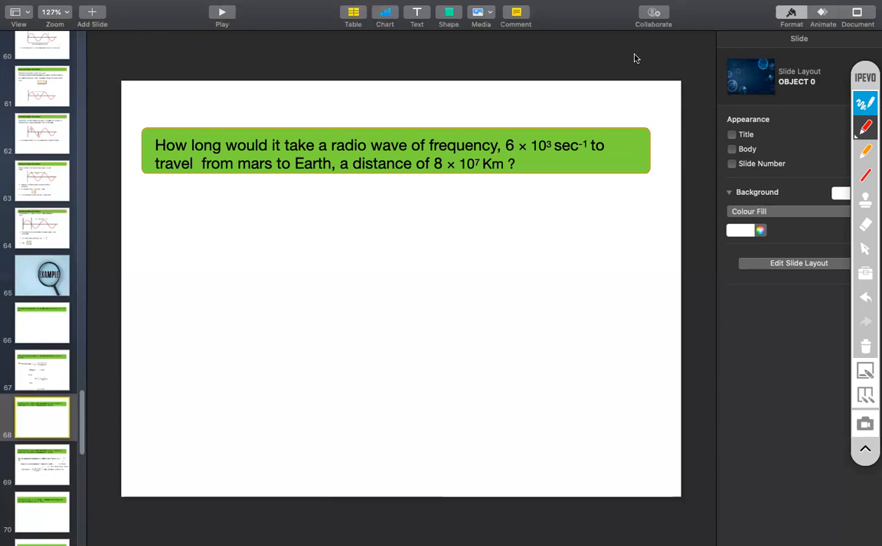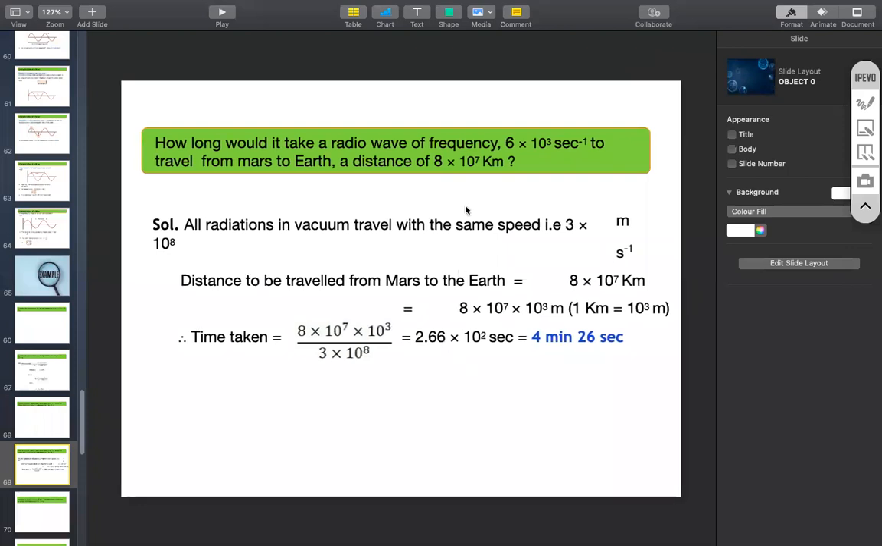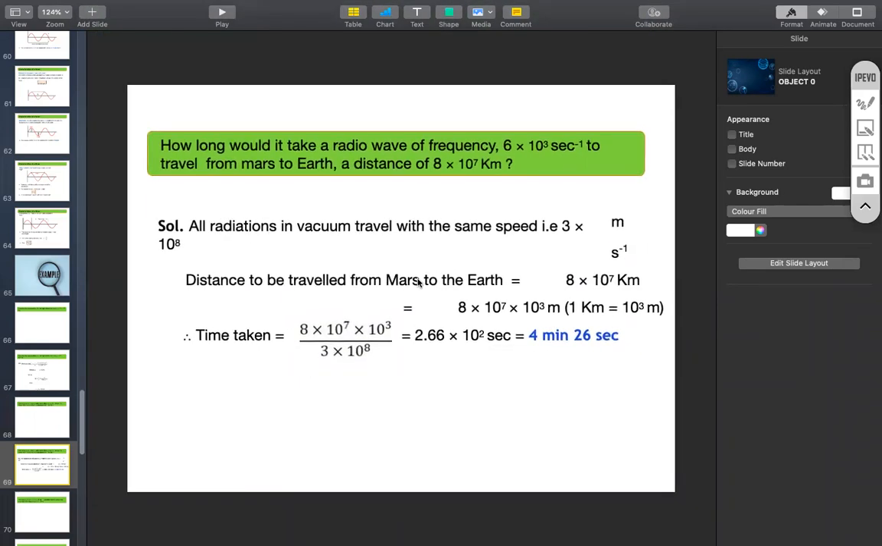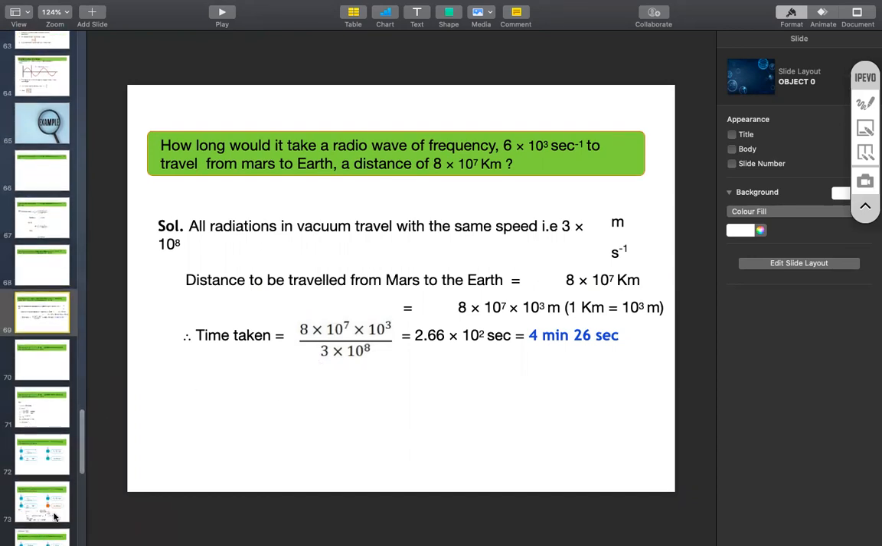Got it? Guys, a very interesting question. No need to use this frequency, it is just there to confuse you. Distance is given, and the speed of light is 3 into 10 to the power 8. Time is nothing but distance divided by speed. Simple physics question. Time is distance, 8 into 10 to the power 7 into 10 to the power 3, divided by this thing. Got it? I'm moving to the next thing.